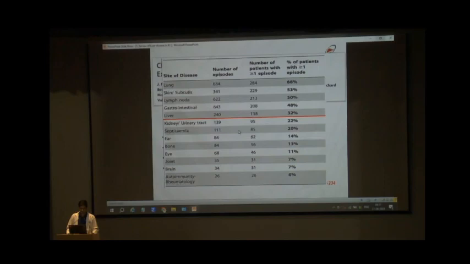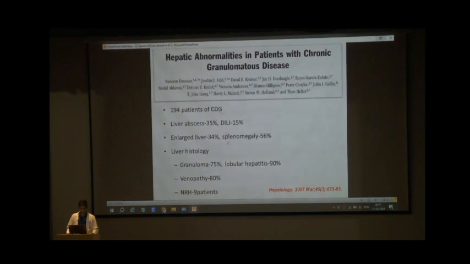What is the age? This is an adult population. Adult population. Yeah. So the recurrent liver abscesses were found in more than 30% of the patients.